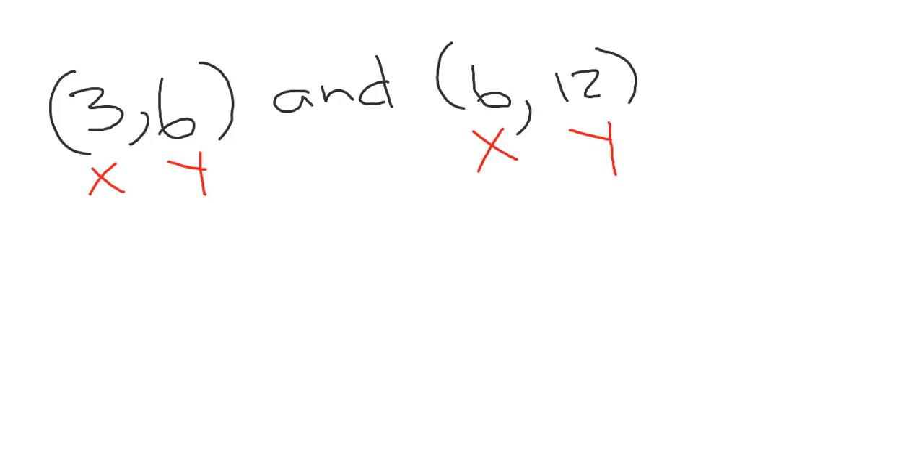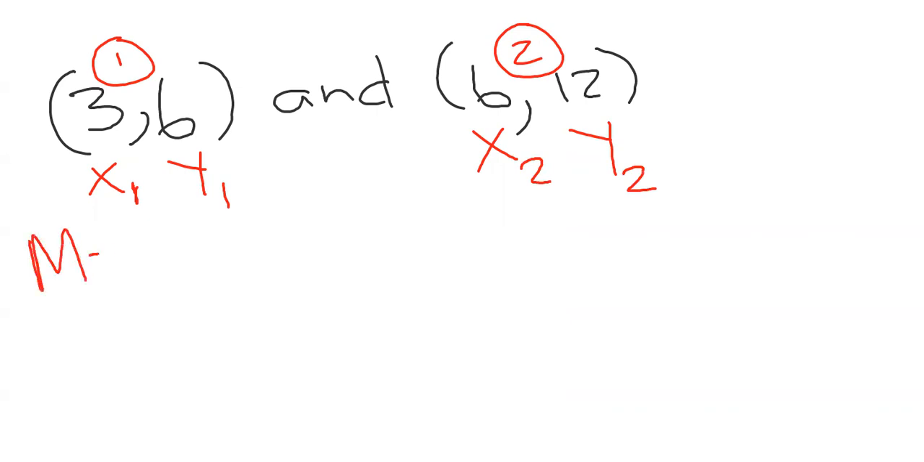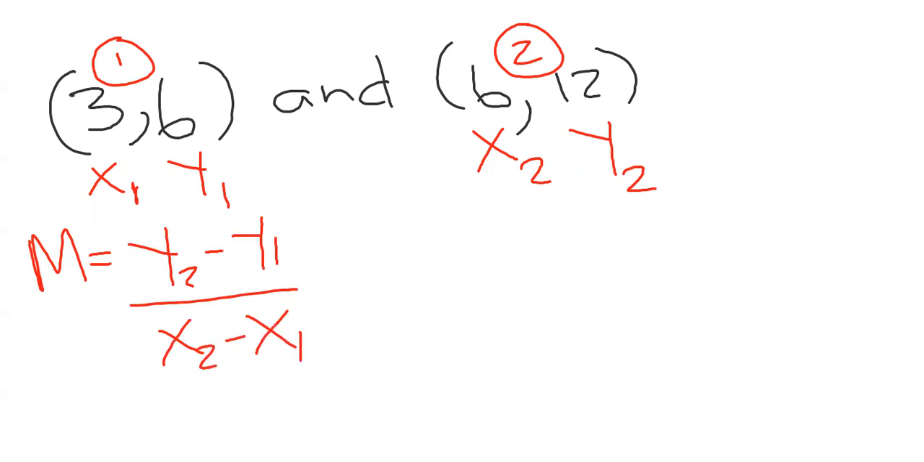Now, because you have two sets of coordinates, call these coordinates 1 and call these coordinates 2. And label the first coordinates x1, y1, and label the second coordinates x2, y2. Now, after labeling like that, go back to your formula. The formula says gradient is equal to y2 minus y1 over x2 minus x1.